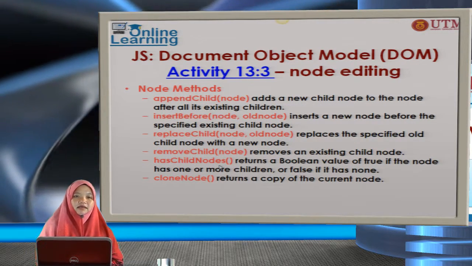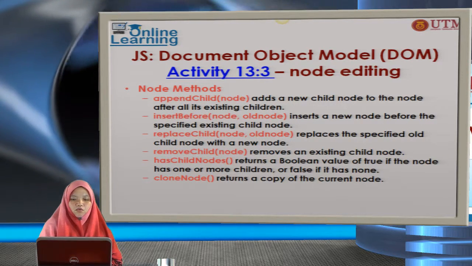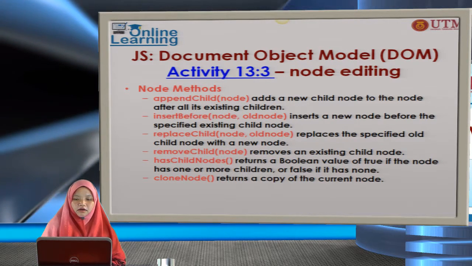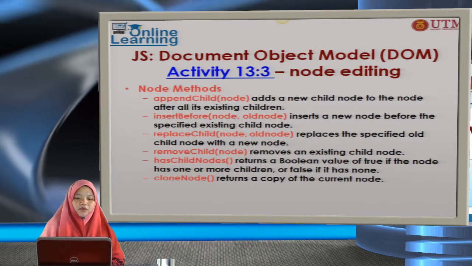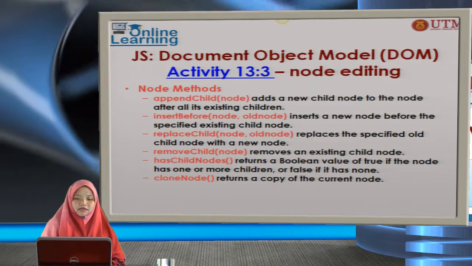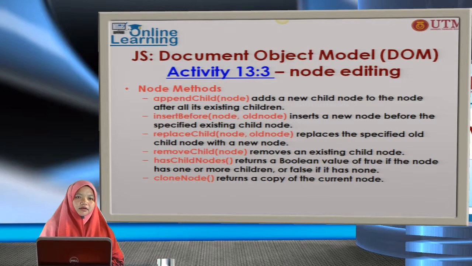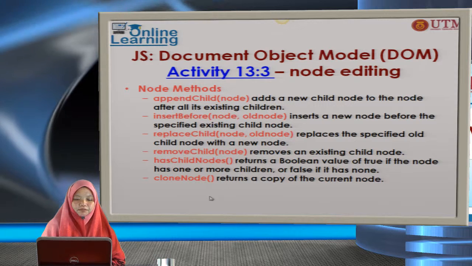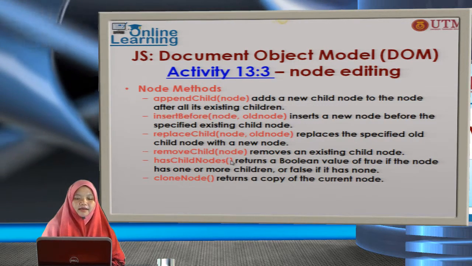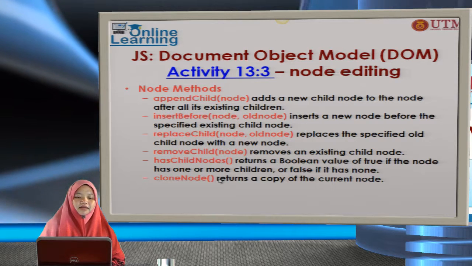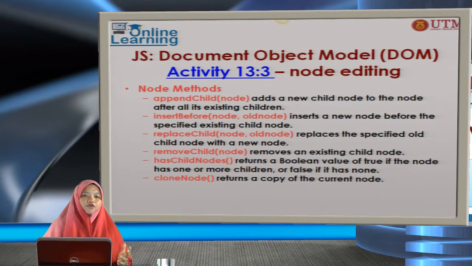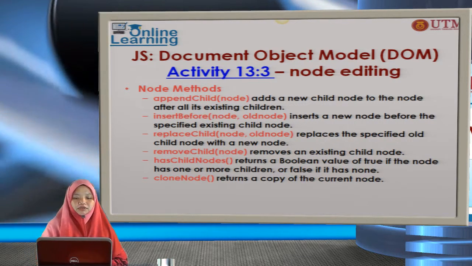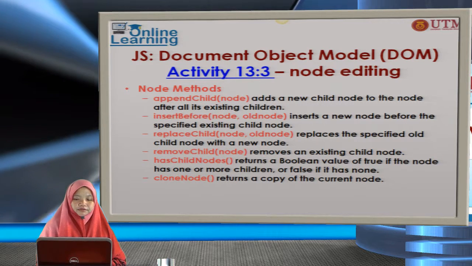And the next one is hasChildNodes. If you want to return a Boolean value of true if the node has one or more children, or false if it has none. There are no node names for this one, unlike the previous one, so you don't have to put any node name here, just leave it blank, right? And the next method is cloneNode. So if you want to make a copy with the same nodes, you just use this method, cloneNode. Okay.